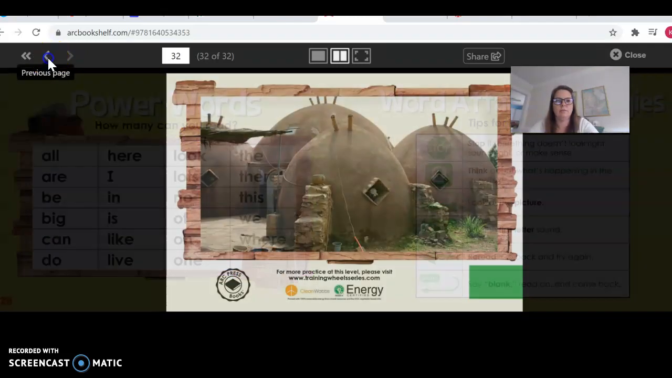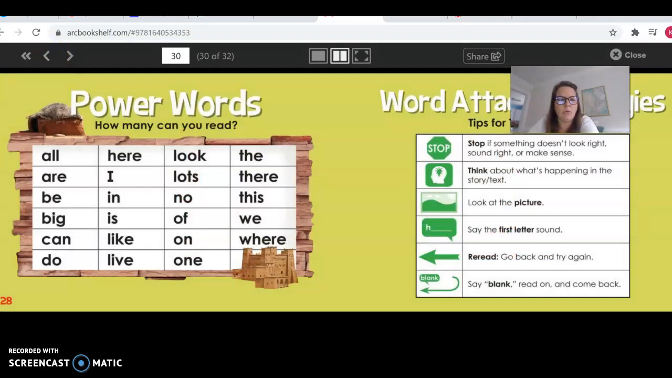Awesome job, scholars. So let's look at our power words real quick. All, are, be, big, can, do, here, I, in, is, like, live, look, lots, know, of, on, one, the, there, this, we, were.